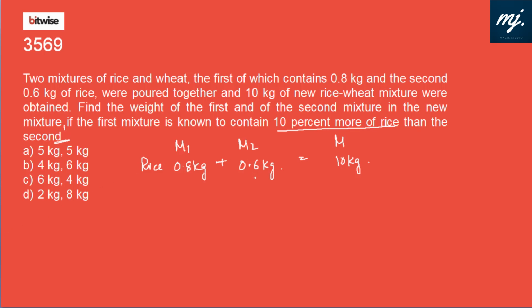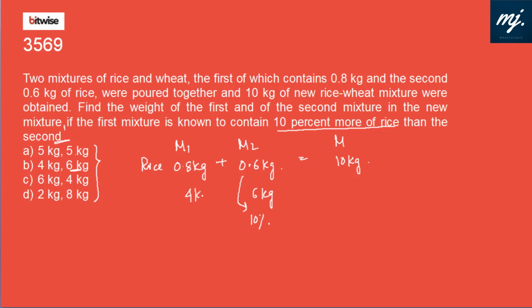Okay. So if this contains X% rice, this contains X plus 10% rice. And the weight is 10 kg. We can use the options here directly if we want. Isn't it? 5 kg, 5 kg. So if I take 5 kg, then 0.6 is how much of 5 kg? Then 0.8 should be 10% more than that. If I go for 4 and 6, because 6 is looking good. If I take 6 kg of second mixture, 0.6 is 10%.